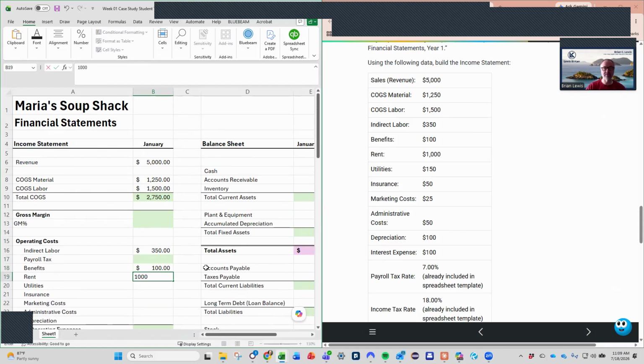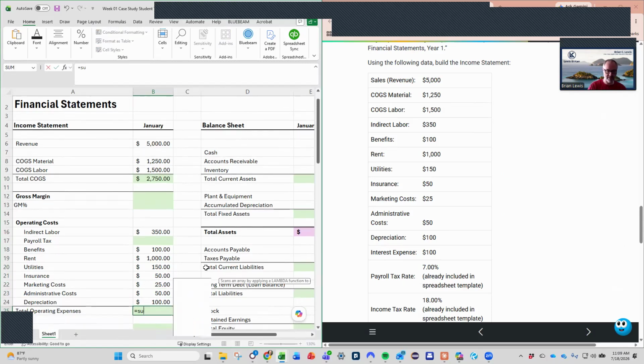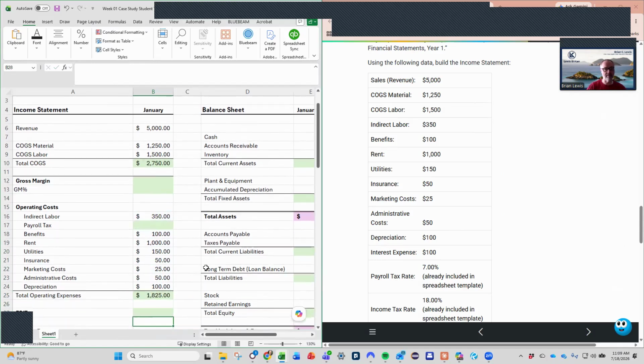Rent is 1,000. Utilities 150. Insurance is 50. Marketing cost is 25. Administrative cost is 50, and depreciation is 100. Now we can sum these. Okay. And voila, we got that.